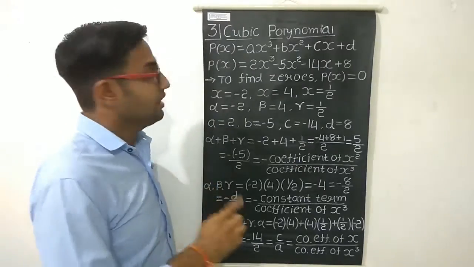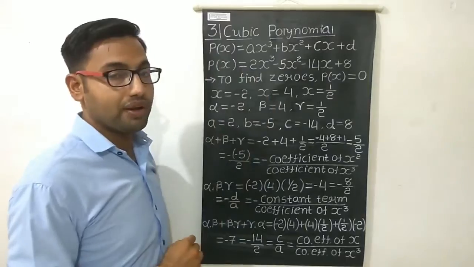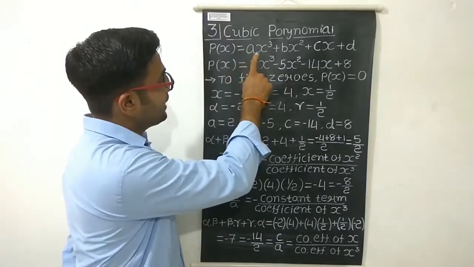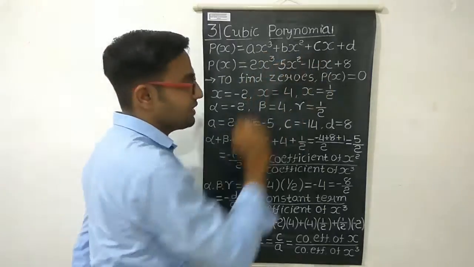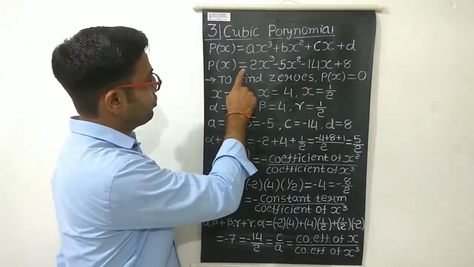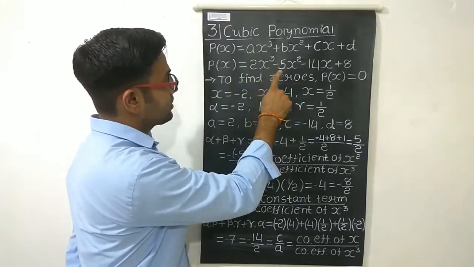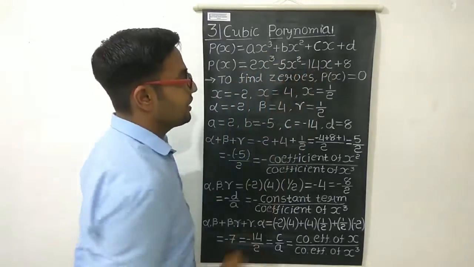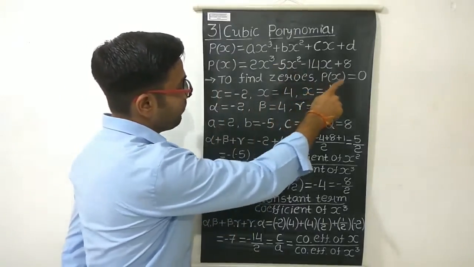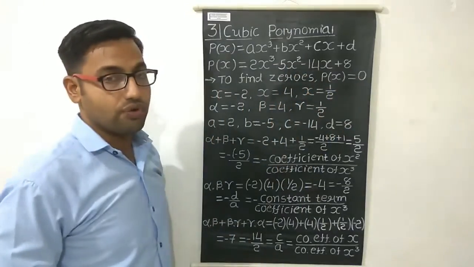The third type is of cubic polynomial. The standard form of cubic polynomial is p of x is equals to ax cube plus bx square plus cx plus d. One of the examples is p of x is equals to 2x cube minus 5x square minus 14x plus 8. So to find the zeros, we have to take p of x is equals to 0.